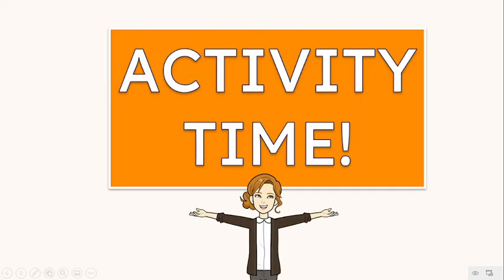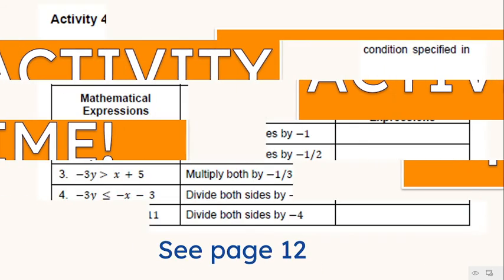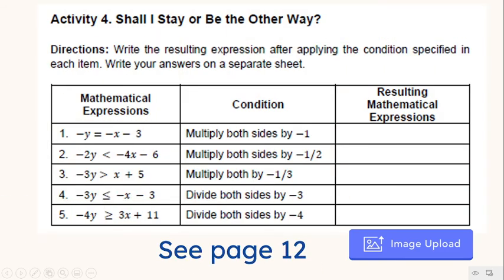Okay? So, activity time again. So, for activity 4, you're going to write the resulting expression after applying the condition specified in each item. So, kamukha lang yung binigay kong example. So, for number 1, we have here the equal sign. So, kapag equal sign, again, walang mababago sa equal na symbol. So, pagka naman meron tayong mga inequality symbol, magbabago yung kanyang mga symbol.